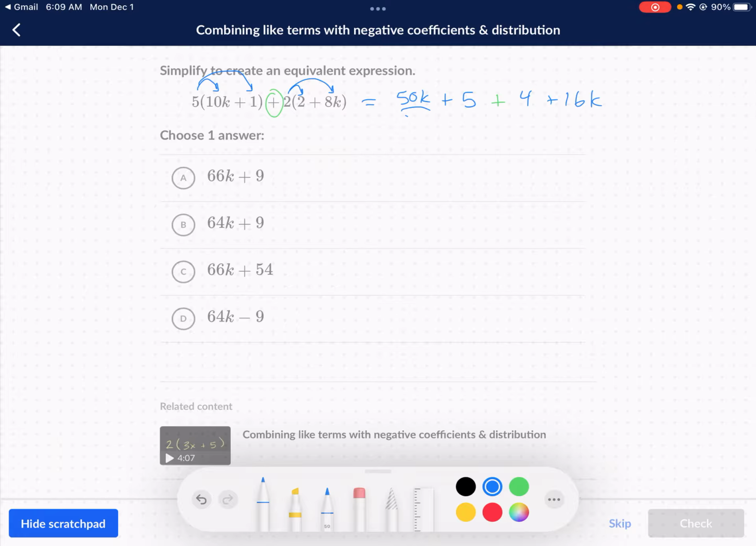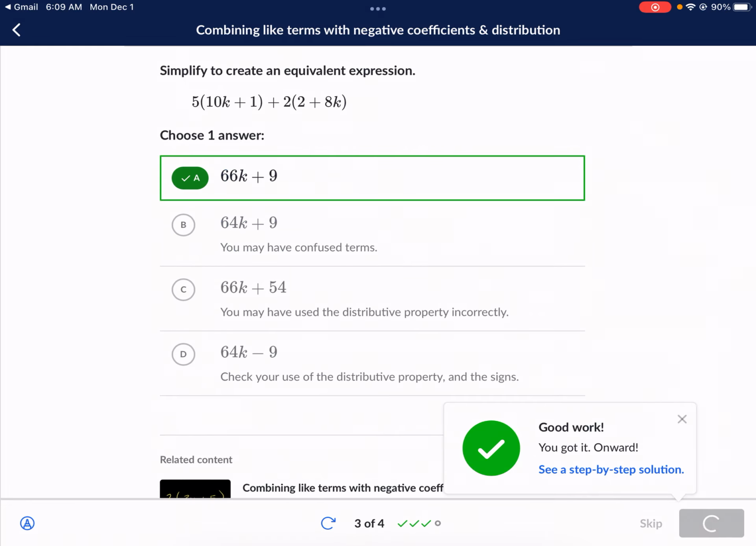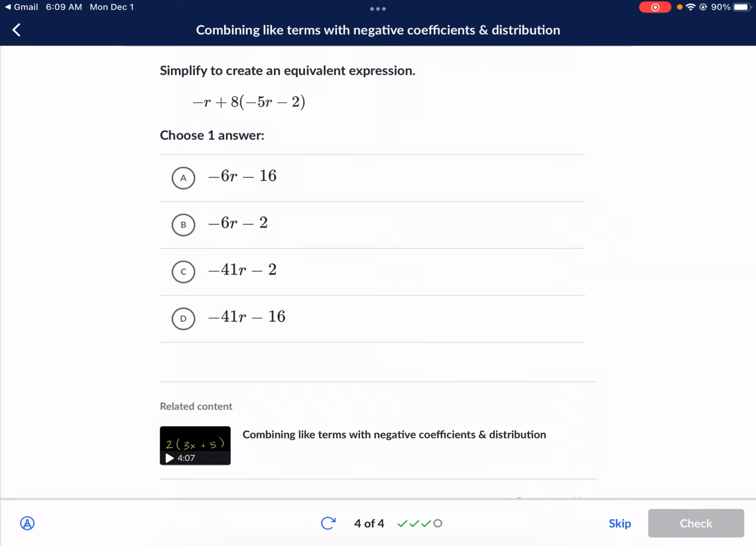All right, something else, if you don't have a highlighter, you can just underline like this, and then I'm going to do squiggly for the like terms that are constants. So I have 50k plus 16k, that gives me 66k, and then plus 9. Something you'll notice is the variable is typically listed first, and then the constants last. So we have 66k plus 9, and that's that answer, option A again. And we're done. Okay, next question. This is the last one.